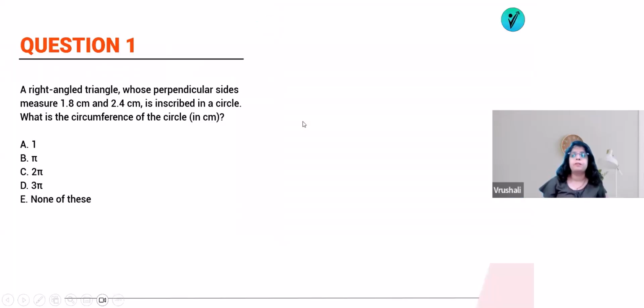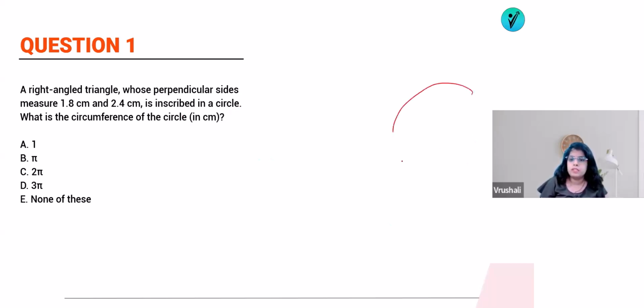So let's jump on the question now. Here is your question number 1, which is on the screen. You can pause and try to solve. So what are they saying? A right angle triangle whose perpendicular sides measure 1.8 centimeter and 2.4 centimeter is inscribed in a circle. What is the circumference of the circle?